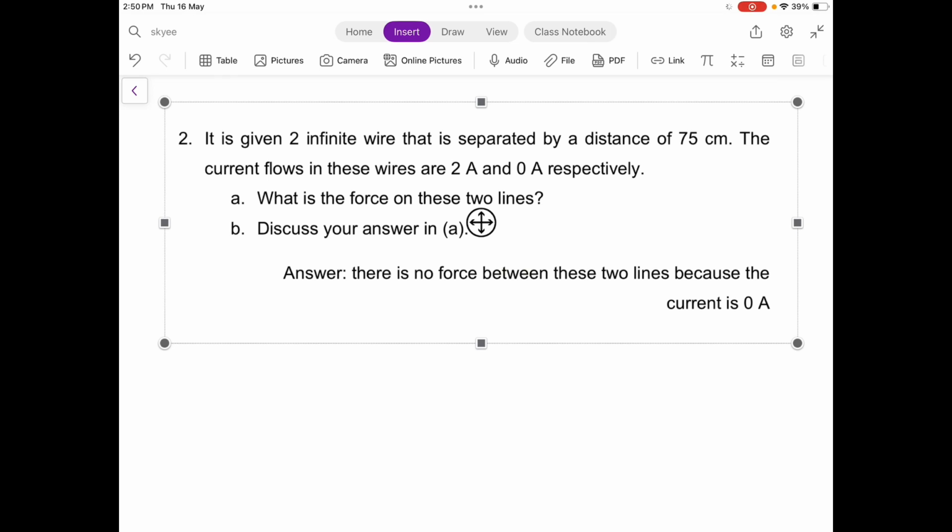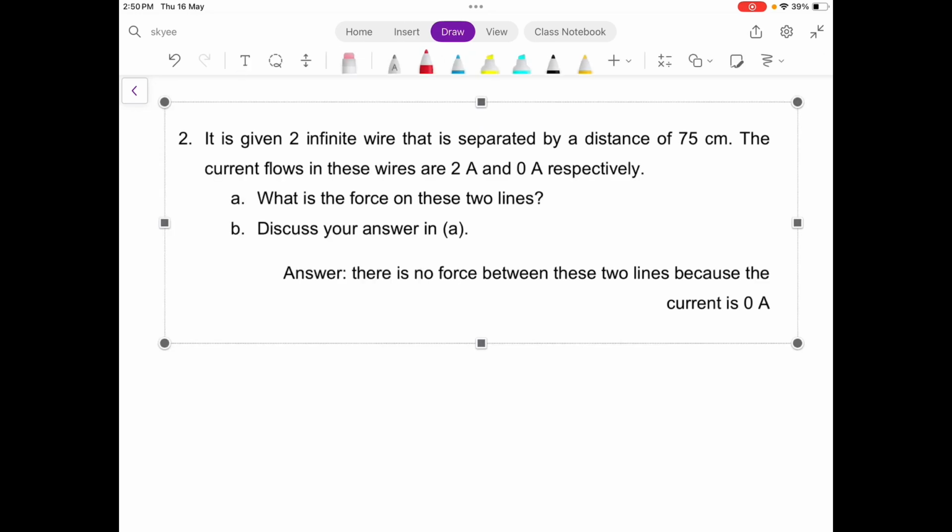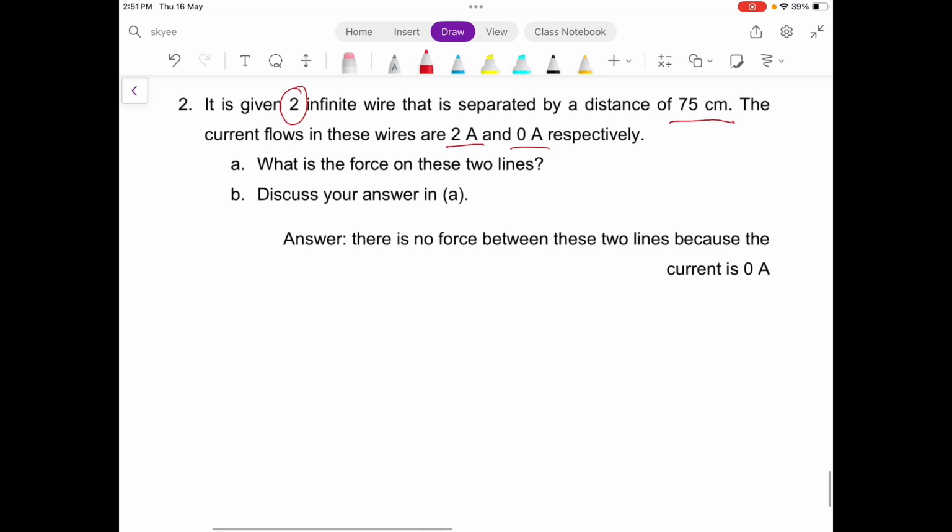Now we look at the second question. It is given two infinite wires, separated by a distance of 75 centimeters. The currents flowing in these wires are 2 ampere and 0 ampere respectively. So you understand the question. Maybe let's try to draw it. This question doesn't really tell us the positions of the wires, so it's okay, we just draw it.